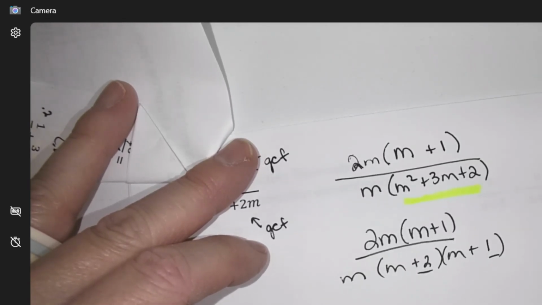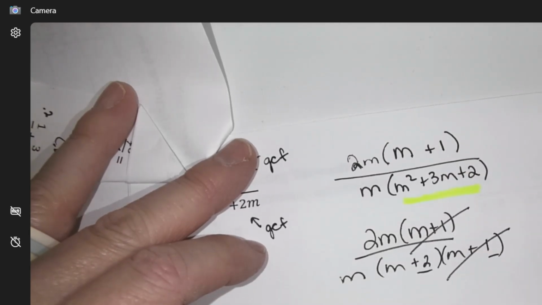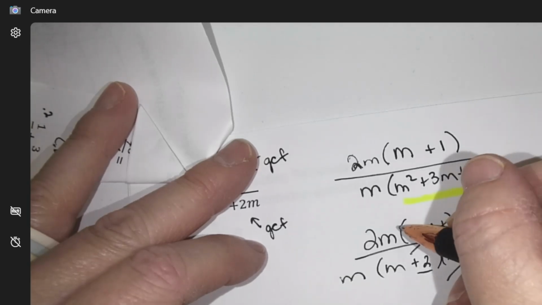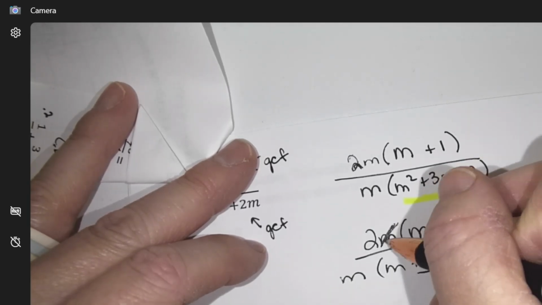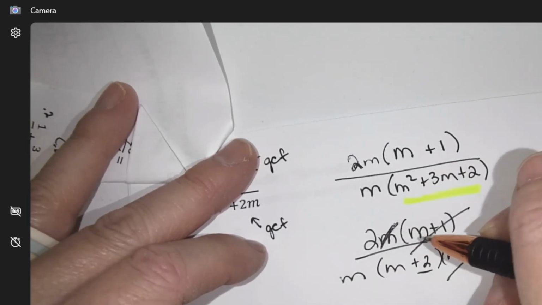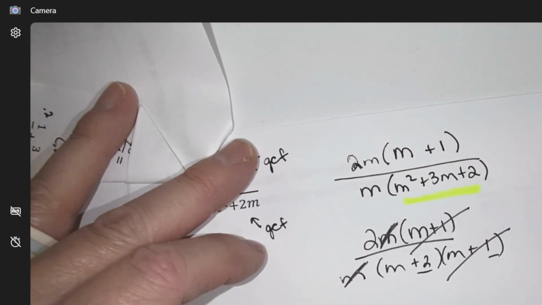Okay, so now I'm going to look for cancels. Is there any multipliers and dividers that can go? M plus 1 divided by m plus 1. Any other multipliers? There's something else. What else? I can cancel 2 times m divided by an m. I can cancel the m's.